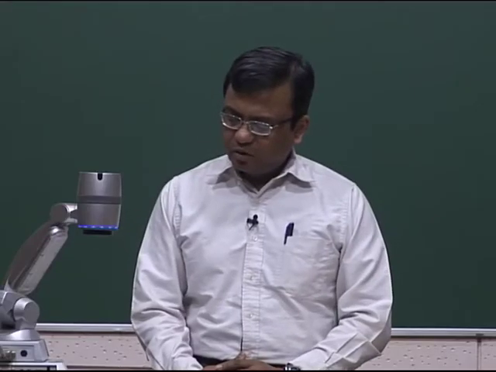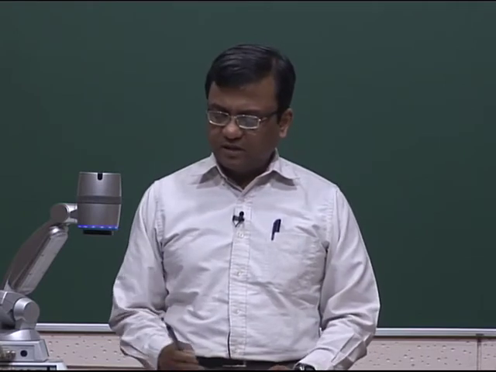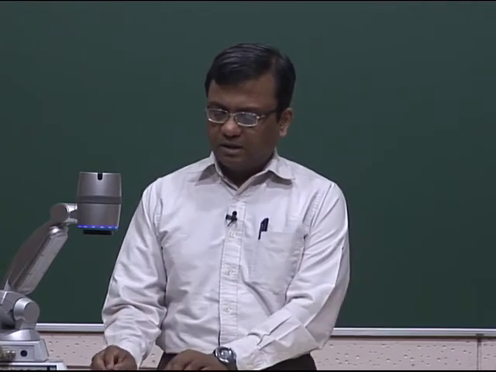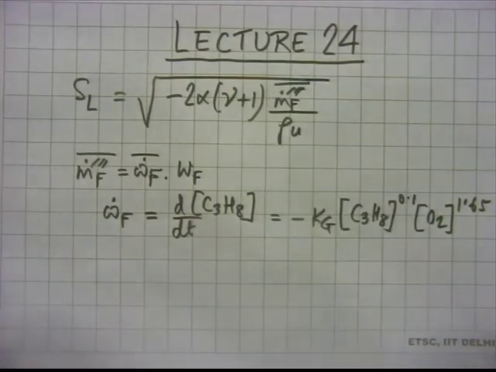This is lecture 24, and I think last time when we stopped, we had derived this expression S_L equal to square root of minus 2 alpha into (nu plus 1) into m dot f triple prime bar divided by rho u. So, we had done that, and of course, there were some questions as to how to evaluate this. We want to evaluate this to be able to calculate S_L and then get an idea of the property of the mixture, which is laminar burning velocity.